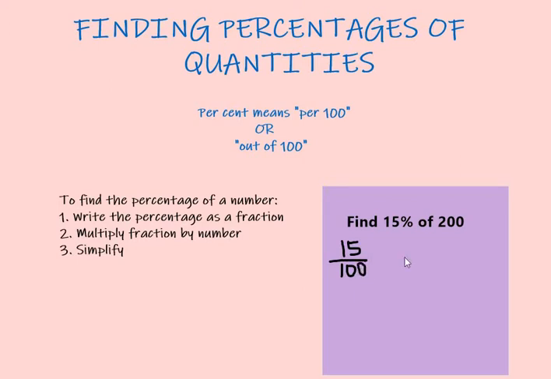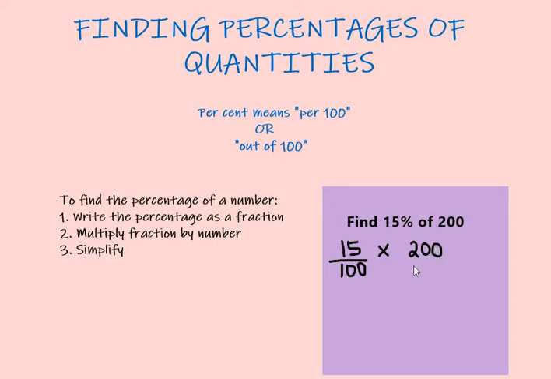Step 2 said that we should multiply the fraction. So we go to write our multiplication side. That's the fraction, and we write our multiplication side. Multiply the fraction by the number we are finding the percentage of. What are we finding the percentage of? 200. Very good.